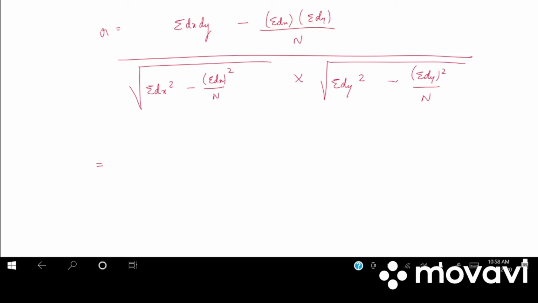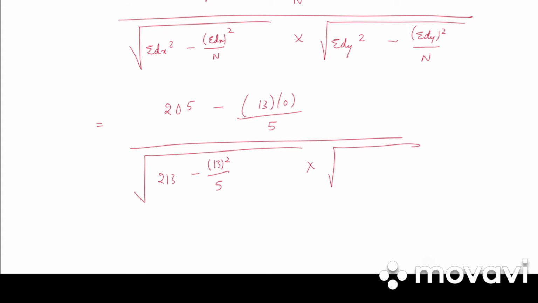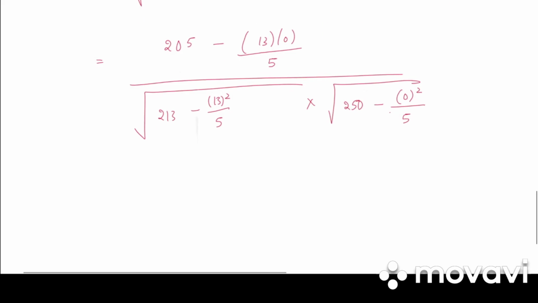So what is summation dx dy? 205. Summation dx is 13 into 0. N is how much? Number of items, 5. Next, square root of what is summation dx square? It is 213. What is summation dx? 13 square divided by 5. Next, into what is summation dy square? 250. What is summation dy? 0 square and n is 5.